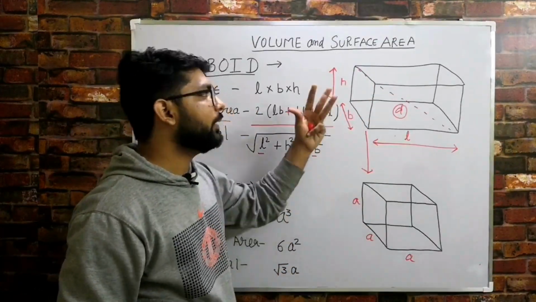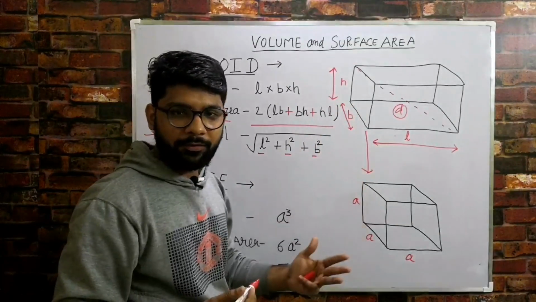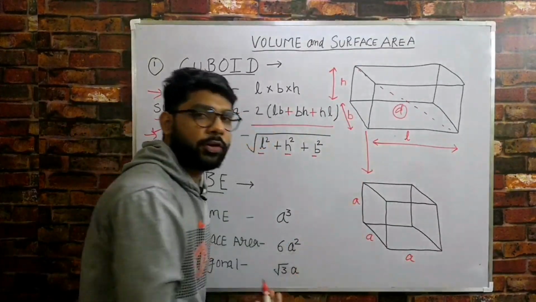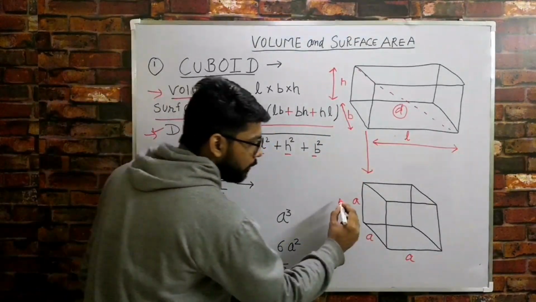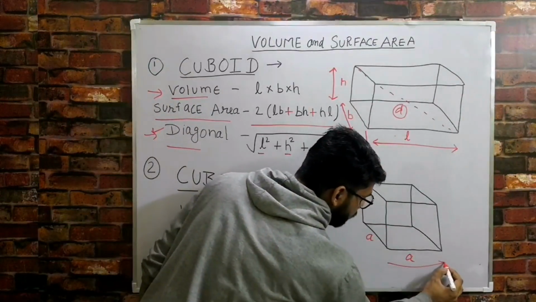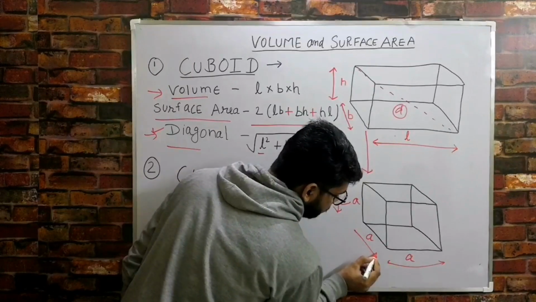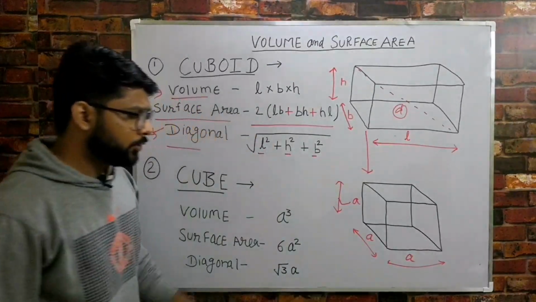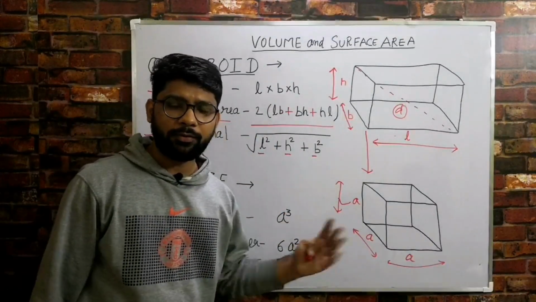So you have to remember the length, breadth and the height of a cuboid will be different, whereas the length, breadth and the height of a cube will be the same. So here the length of the cube is a, the breadth of the cube is also a, and the height is also a. So the length, breadth and the height of the given figure will be a.